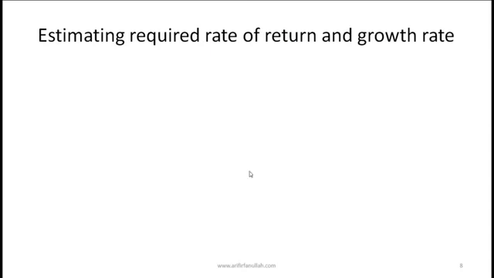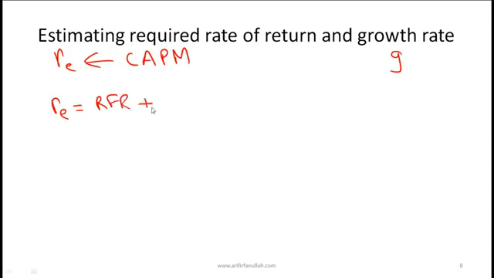Now, in most of the models so far, we have used the cost of equity and we have used a certain growth rate. How do we estimate these numbers? The way we estimate the cost of equity is using CAPM, or capital asset pricing model. And again, you've seen this before, but as a refresher, the cost of equity using CAPM is equal to the risk-free rate plus beta, which is a measure of the systematic risk of a stock, times the market risk premium, which is the expected return on the market minus the risk-free rate.